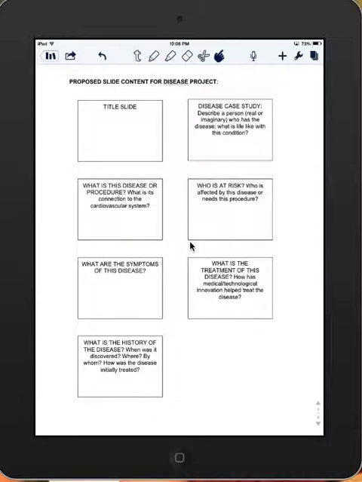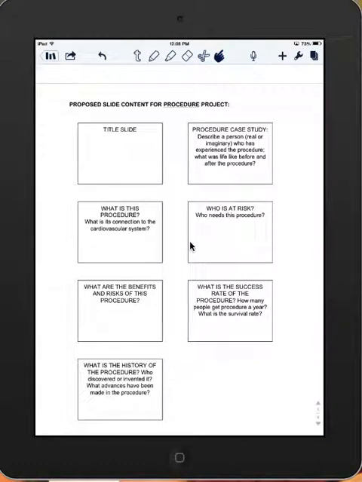And then if you move on to the next 2 pages, you'll see a general slide outline, what I'm looking for in terms of the topics for each slide for your disease project, if you do it about a disease. And if you flip to the next page, you'll see a possible outline for your procedure, if you're doing a procedure for your project.